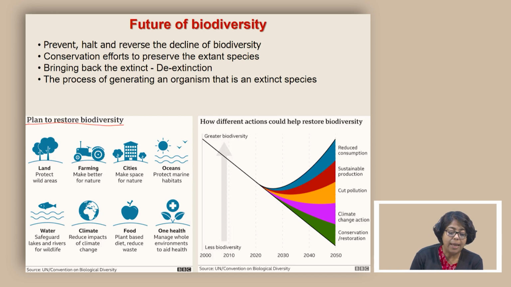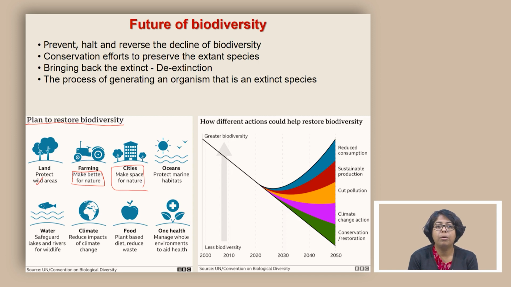On land we need to protect the wild areas. When we have to farm, we have to do it in ways better for nature. So, we have to choose options which are not destructive to wildlife, and we are not encroaching into the forest cover. When we are making cities, there needs to be more space for nature, ensuring that there is a balance. Oceans are very vulnerable, and we should have a way of protecting marine habitats.